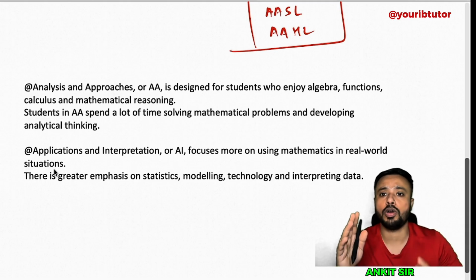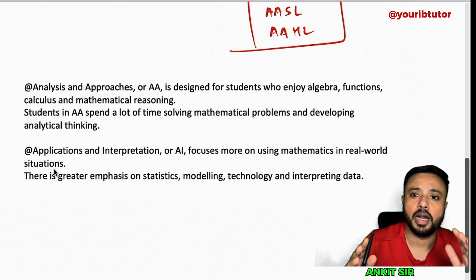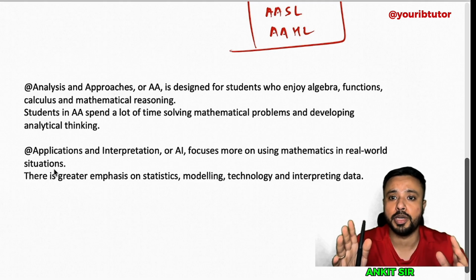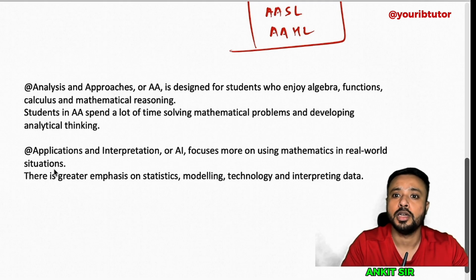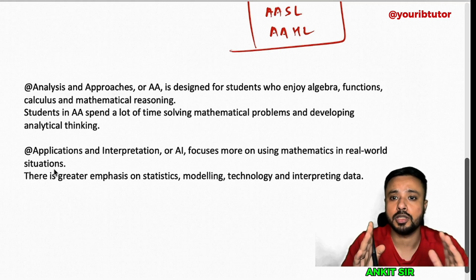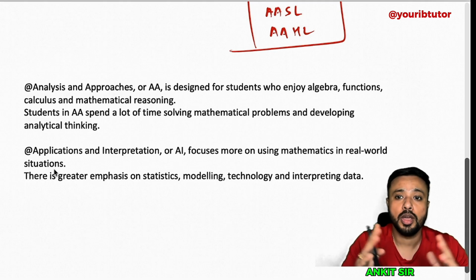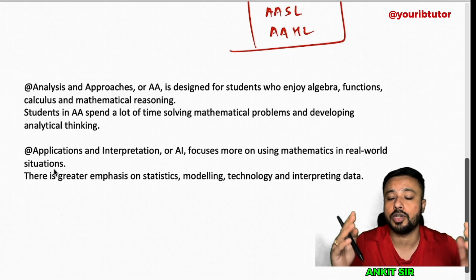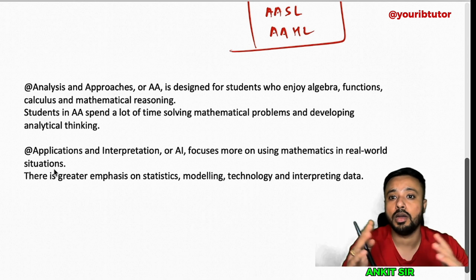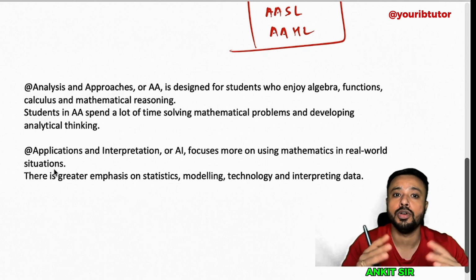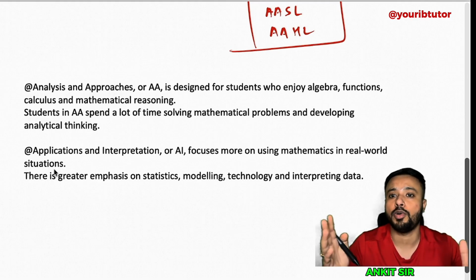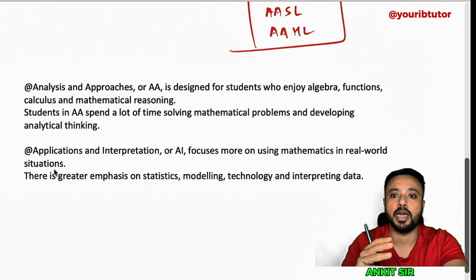There is not a lot of calculus in AI. But if you take AA, there is going to be a lot of calculus. Calculus is going to be your major portion. Whereas if you come to AI, your statistics and trigonometry are going to be your major portions. So this is one of the major differences. If you think that you are good at calculus, you like solving a lot of calculus, you can do your research, and if you think that calculus is interesting for you, then you can choose AA. But if you think that calculus is not your cup of tea, then you should move to AI.